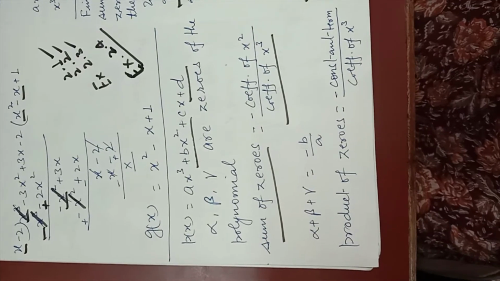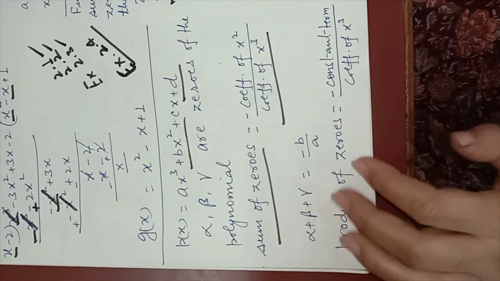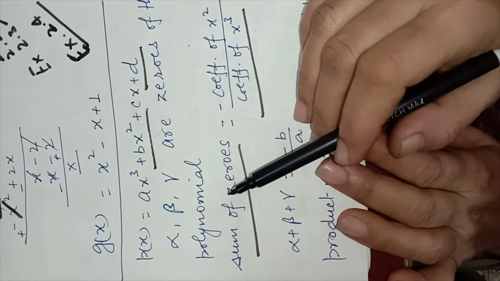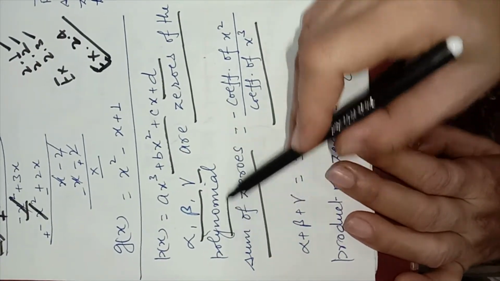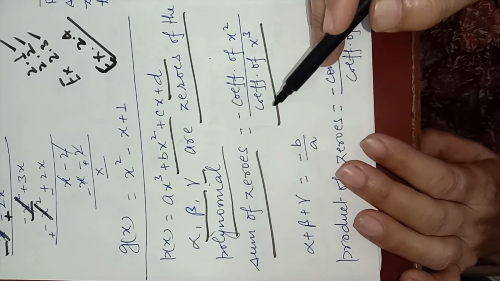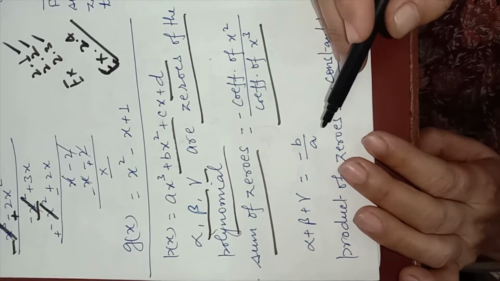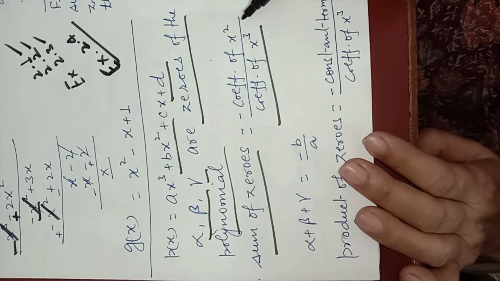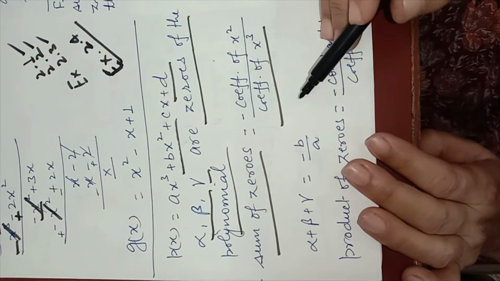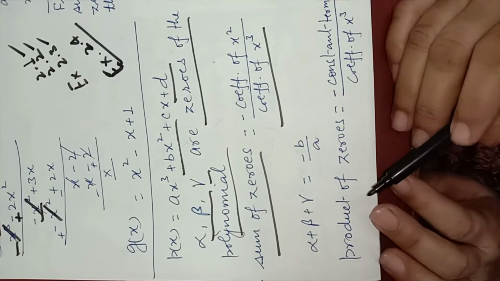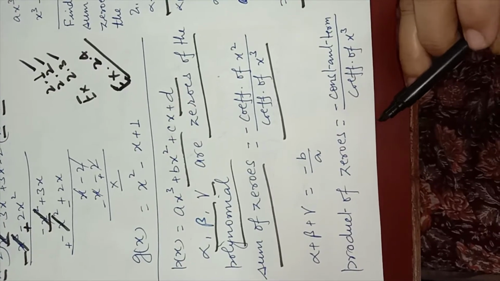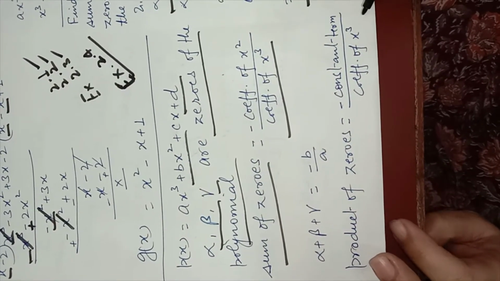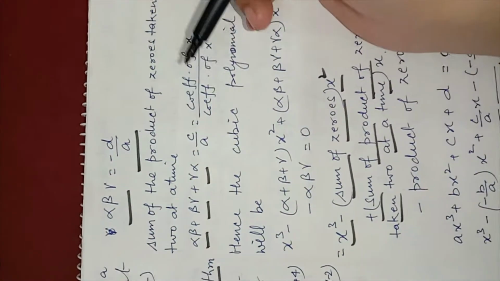So we have taken the case of a cubic polynomial. For a cubic polynomial, there are 3 zeros. Let us consider alpha, beta, gamma as the zeros of the polynomial. Then the sum of the zeros is minus b upon a, where b is the coefficient of x square and a is the coefficient of x cube. The product of zeros, alpha into beta into gamma, equals minus d upon a, where d is the constant term and a is the coefficient of x cube.